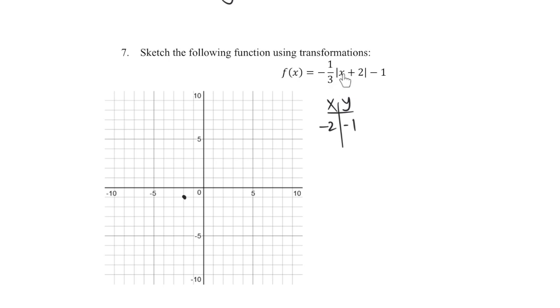So I'm going to let x equal 1. If x equals 1, 1 plus 2 is 3. Absolute value of 3 is 3. 3 times 1/3 is 1. 1 times negative 1 is negative 1. And then negative 1 minus 1 is negative 2. So 1 comma negative 2 is on the graph. Now, absolute value graphs are symmetric, so we can reflect this point over the line of symmetry to right here. So we have a third point on the graph, negative 5 comma negative 2.